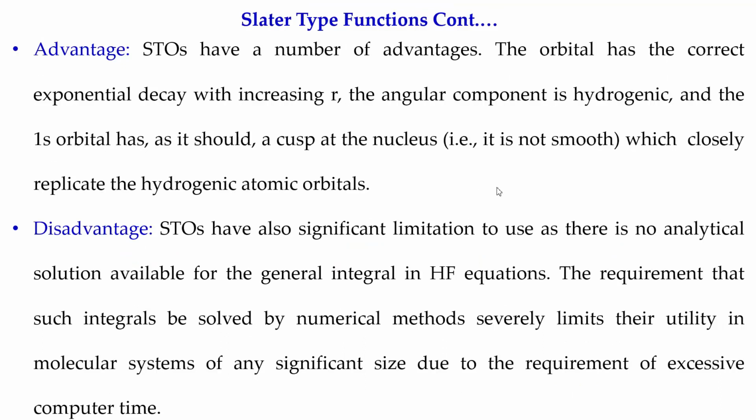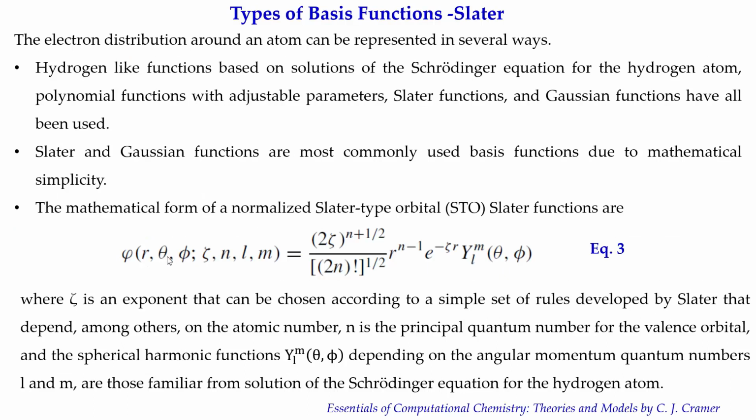So what are the advantages and disadvantages of this type of basis function? If you plot phi with respect to r, you can see that when r is 0, the value of the function will be very high, and when r becomes higher, as this is an exponentially decaying function, the value of the function will fall very fast.